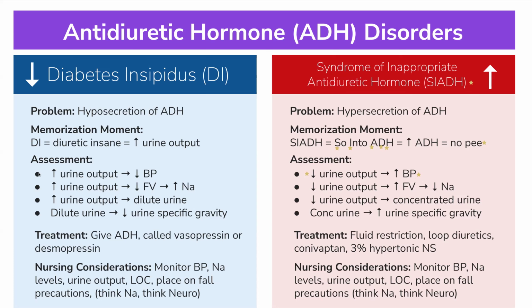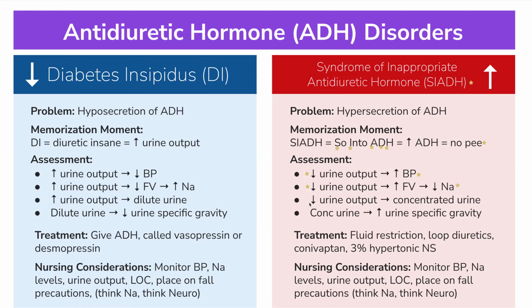Also, because they're not peeing and they have increased fluid volume, the fluid volume in their body is increased. That drowns out or dilutes their sodium. So they have low sodium levels. And remember, anytime we're messing with sodium, we're messing with the brain. Anytime a disorder causes high or low sodium, it has the potential to affect brain function. So that's why we have to monitor for neuro conditions or symptoms.